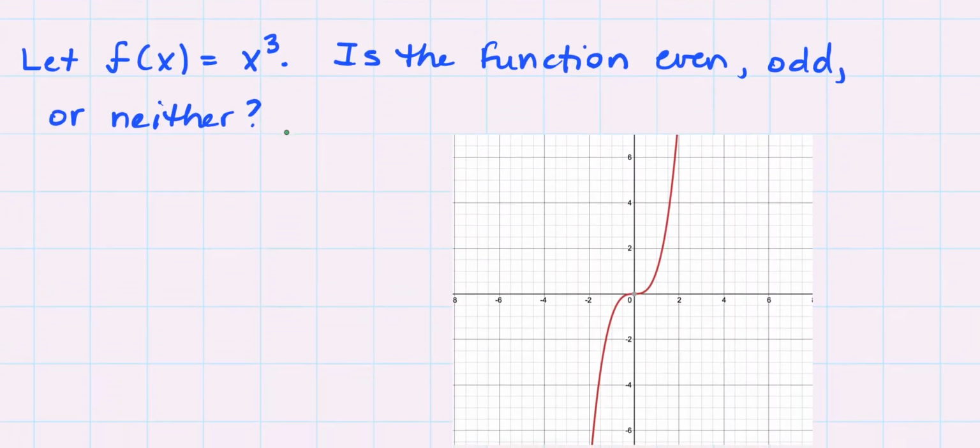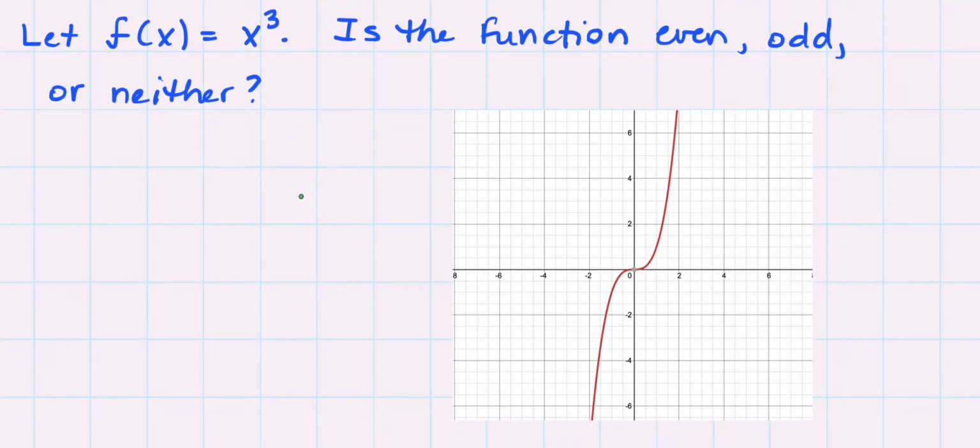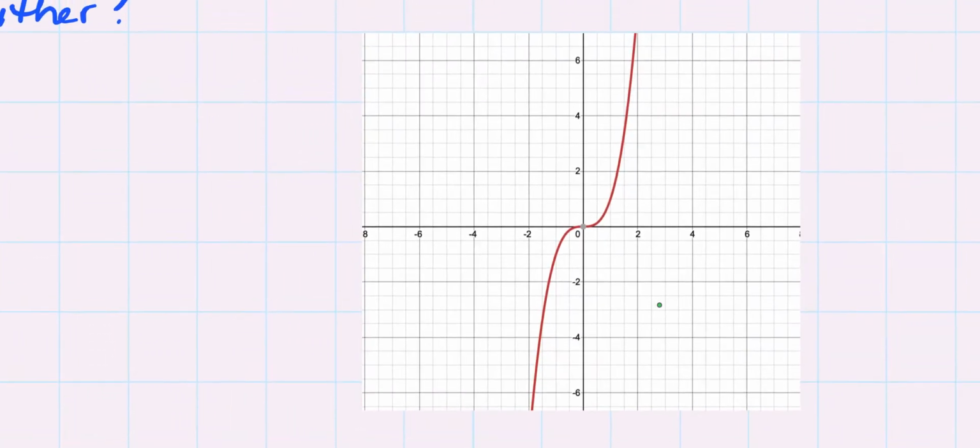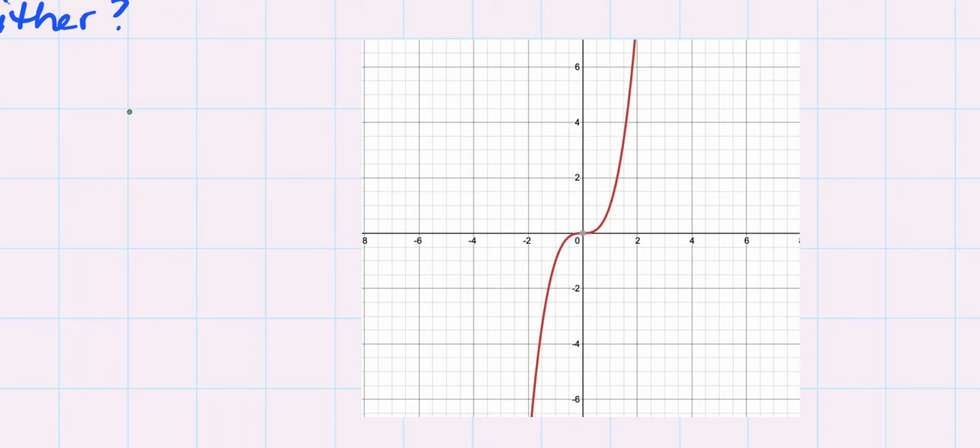Let f of x equal x cubed. Is the function even, odd, or neither? I went ahead and graphed this function, x cubed. Let's look at the graph a little bit bigger so maybe we can understand why we get this picture. F of x equal to x cubed.